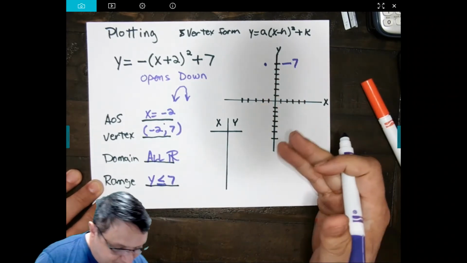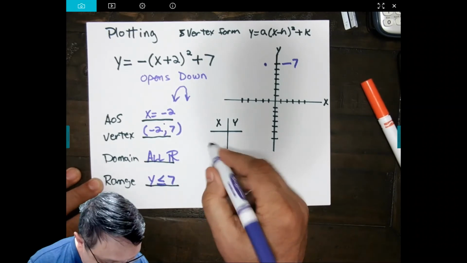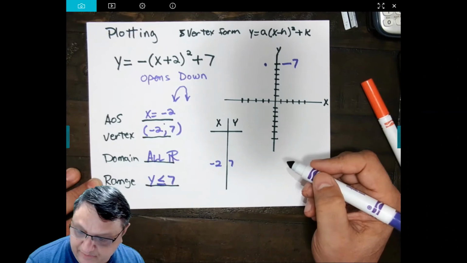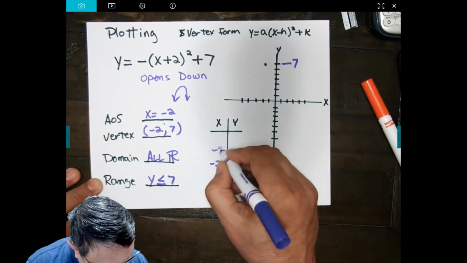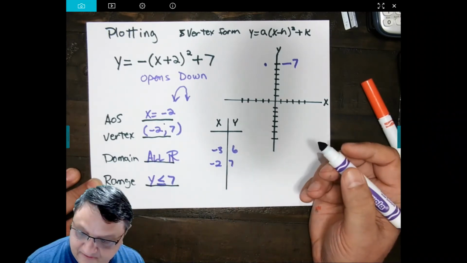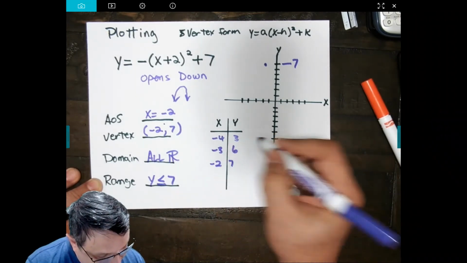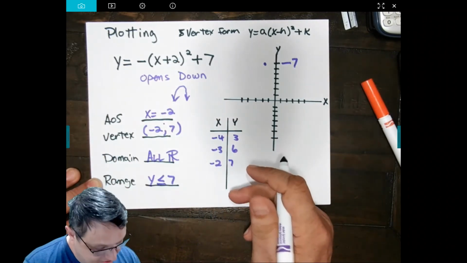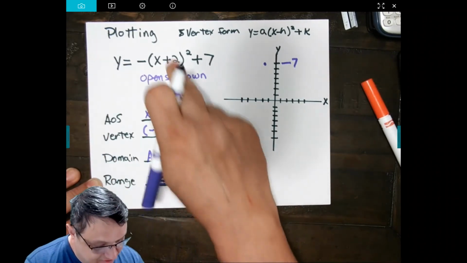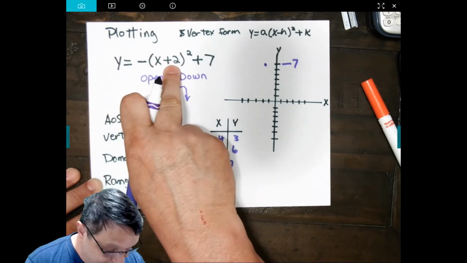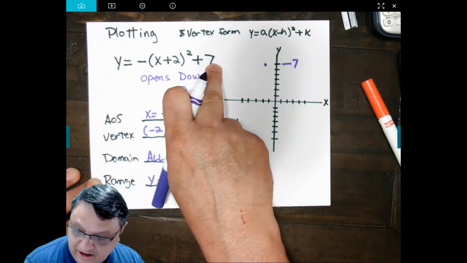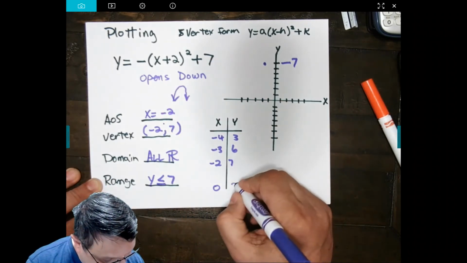But we need to pick a few points. So we know our vertex is at negative 2 and 7. We could pick a few more points and plug them in. How about negative 3 would give us 6. Negative 4 would give us 3. I'm just plugging these numbers in and calculating my y. So if I plug the 0 in, 0 plus 2 is 2. 2 squared is 4. It's negative, so it's negative 4. And plus 7 is 3.